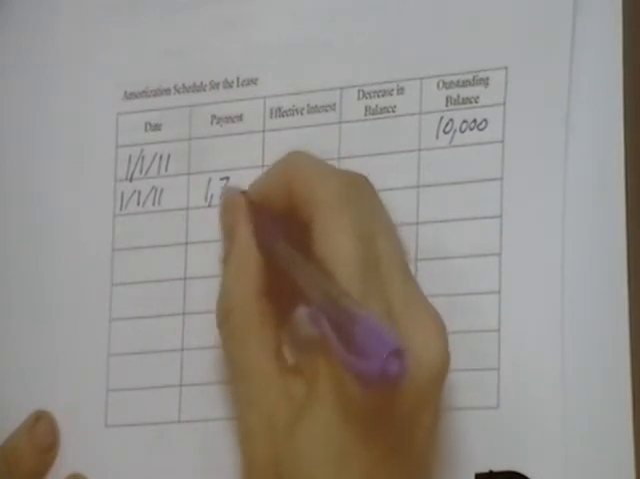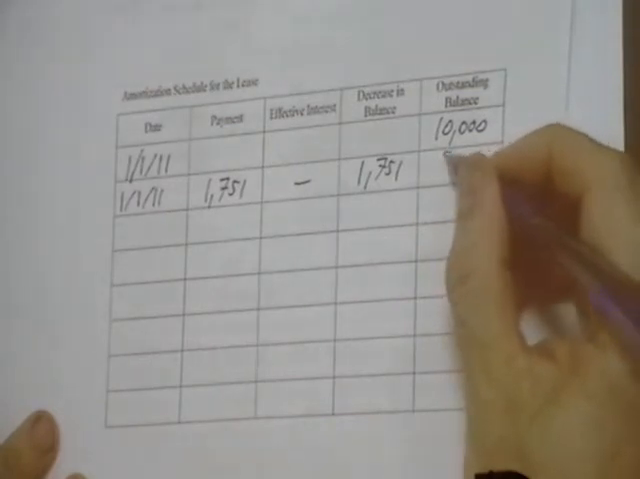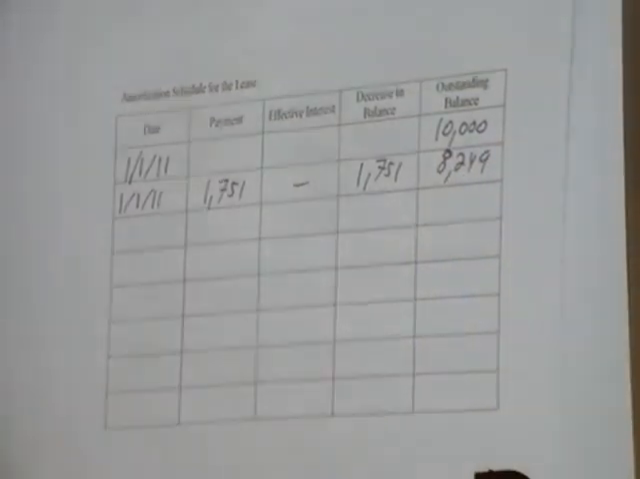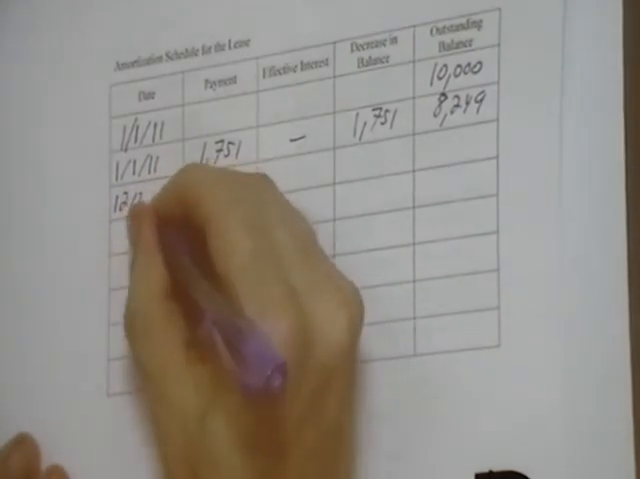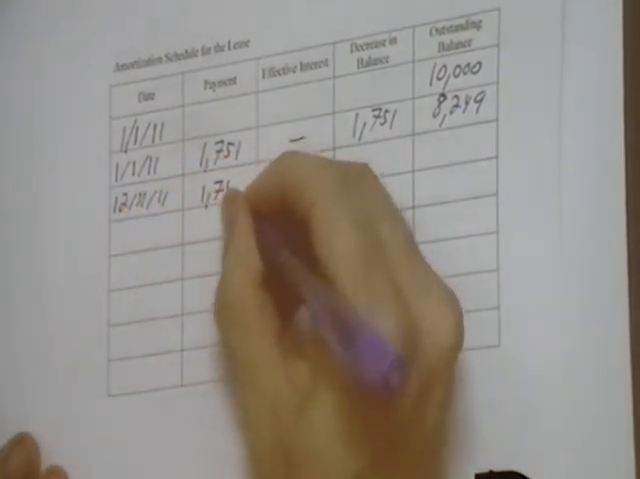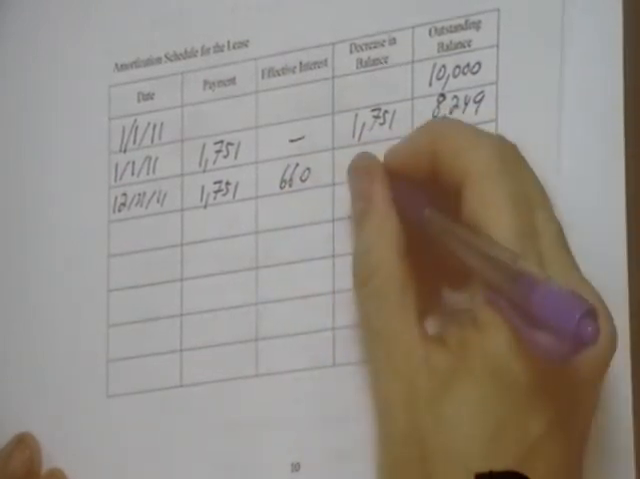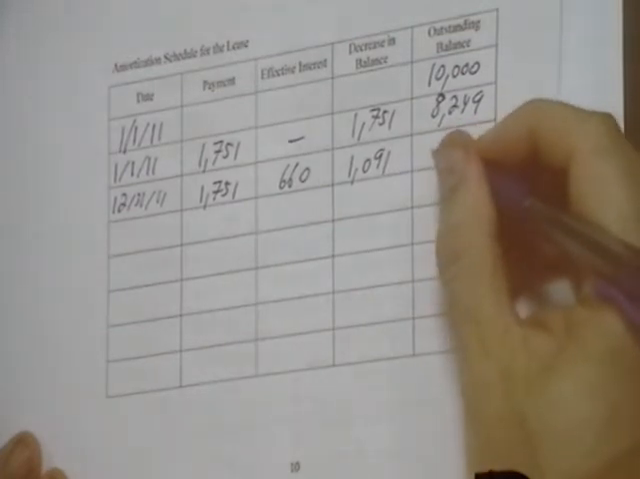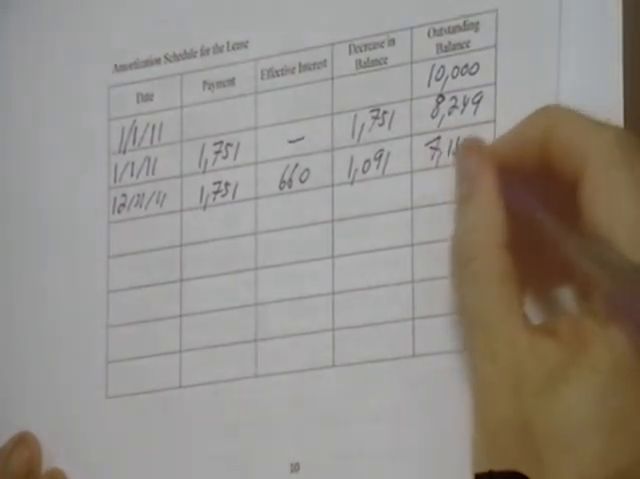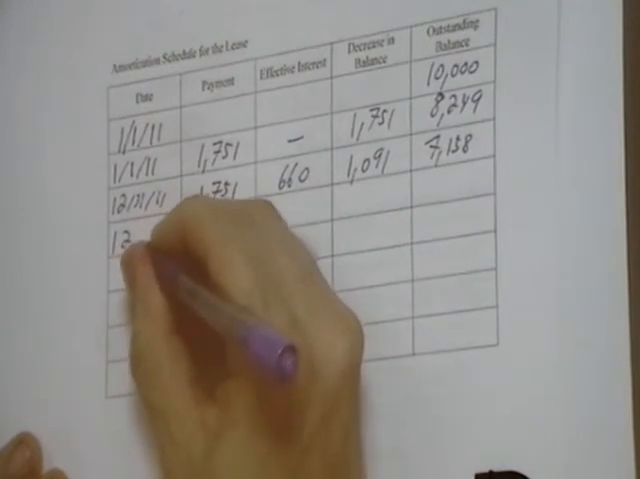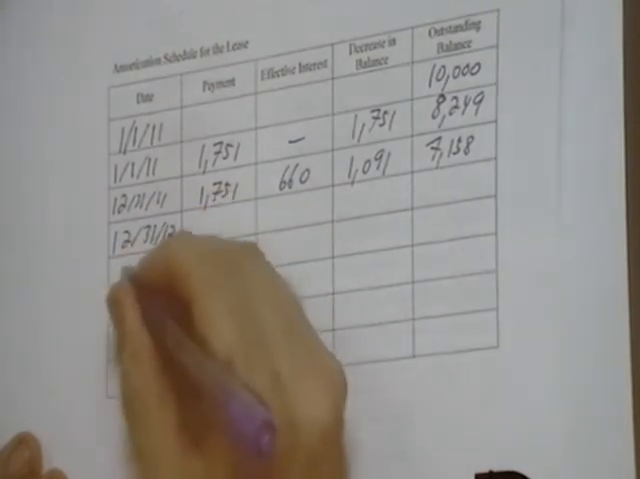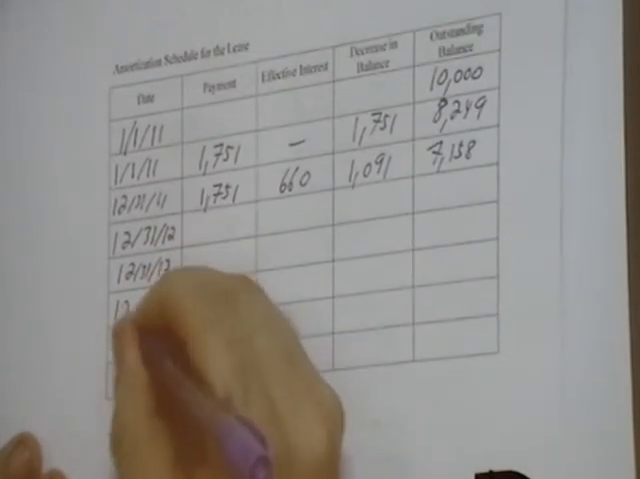1/1/11. We start with $10,000. We make our first payment on that first day of $1,751. No interest, so we decrease the balance by that amount, and we get 8,249, just like we had on the previous page. 12/31/11. We make our payment we just recorded right up there. Our interest expense is 660, our interest revenue. 1091 is our decrease in the balance, and we get 7158. And I'll fill in most of the rest of these except for the last one, and then we'll talk about that.